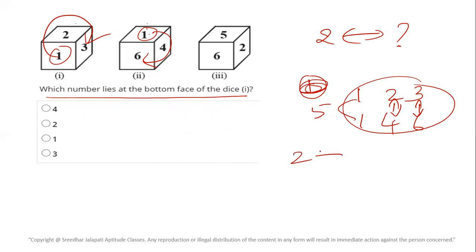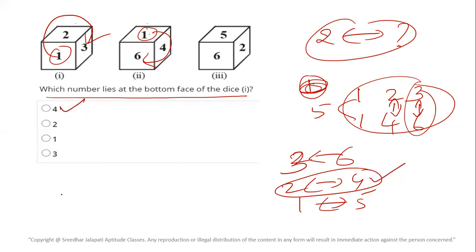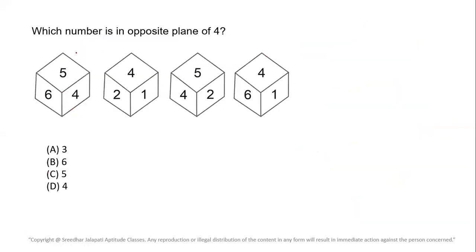So what are the opposite elements now? 3, 6 and 2, 4 and 1, 5. You're asked to find the opposite element to 2, which is 4. So answer 4, first option. Okay, right. Next question.